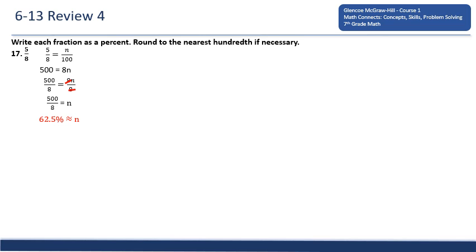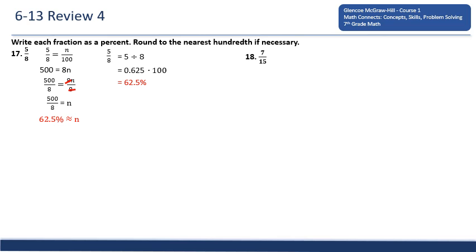So there's another way we can do this. 5/8 equals 5 divided by 8, and we get 0.625. Now we have to multiply that by 100 to get the percentage of 62.5%.